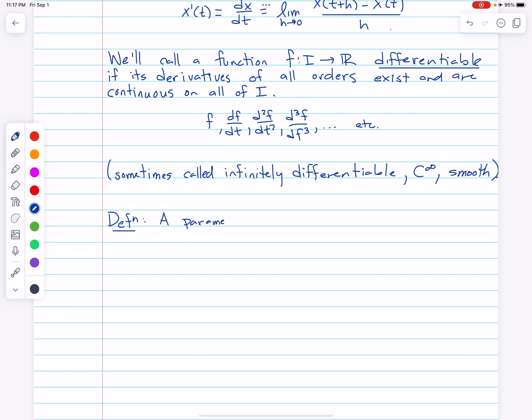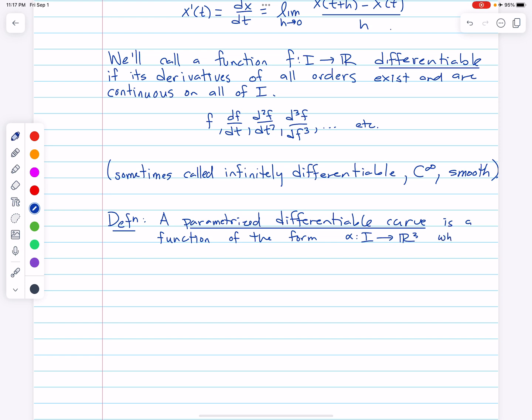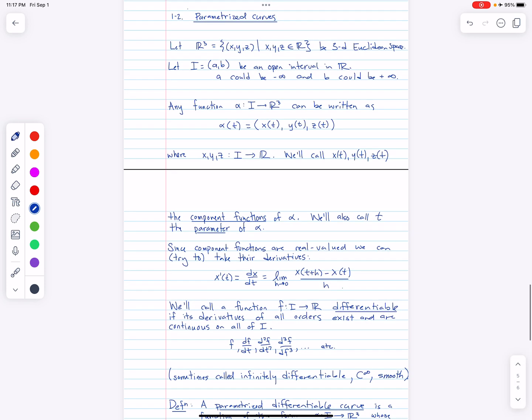So this brings us to our first definition. A parametrized differentiable curve is a function of the form alpha, which maps an open interval into R3, whose component functions are all differentiable. Essentially, it's one of these functions that we were talking about above that looks like this, but we're requiring each of these functions here to be differentiable, to be infinitely differentiable.